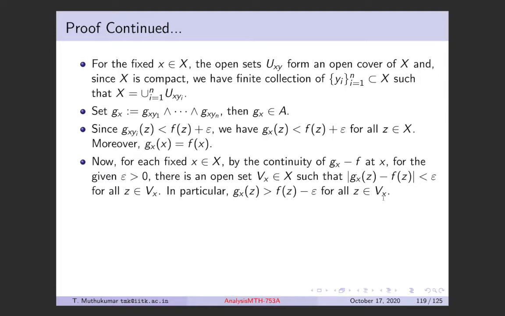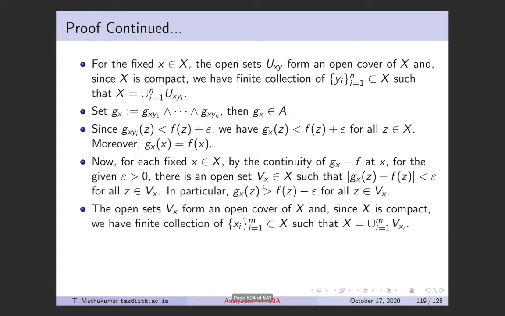Repeat the same argument as above. Do this for every x, and you have an open cover for this compact topological space. By compactness, you can extract a subcover, so you have a finite collection x_1 up to x_n such that the V_xi will cover the topological space X.